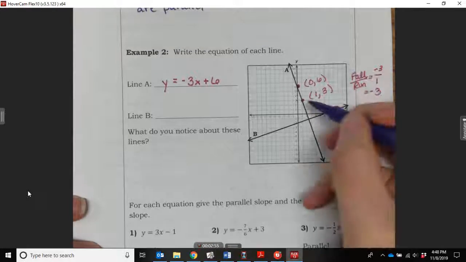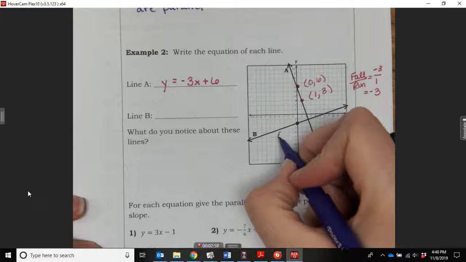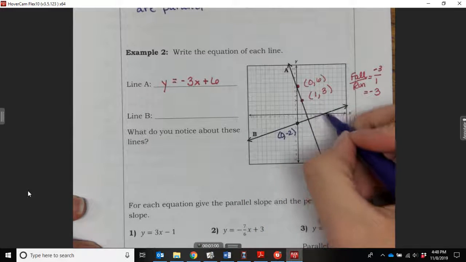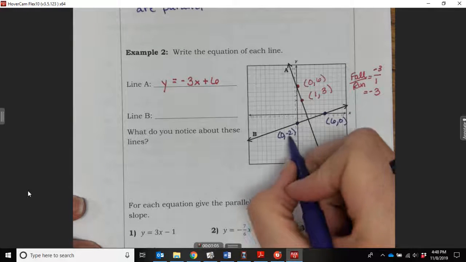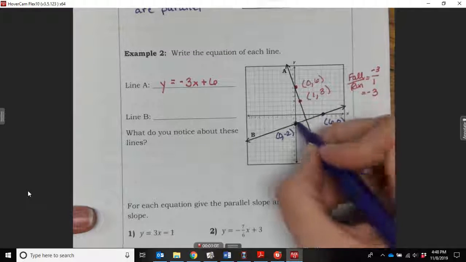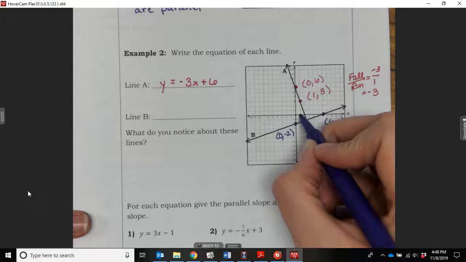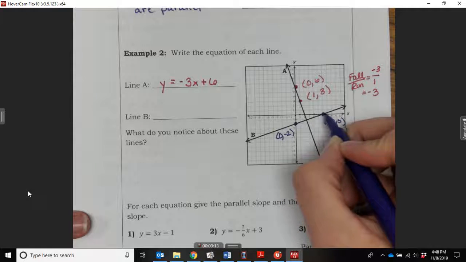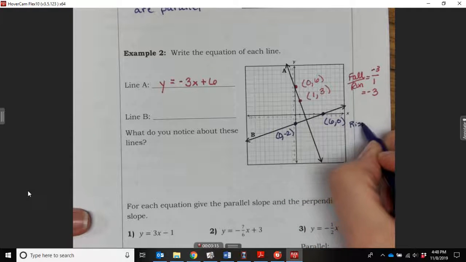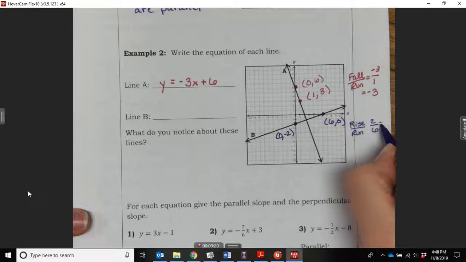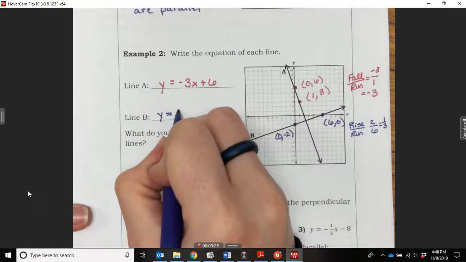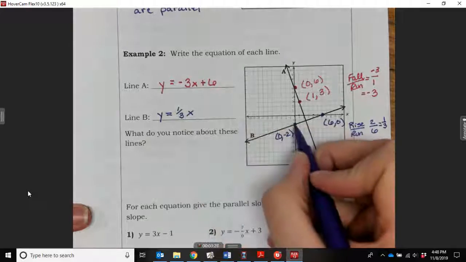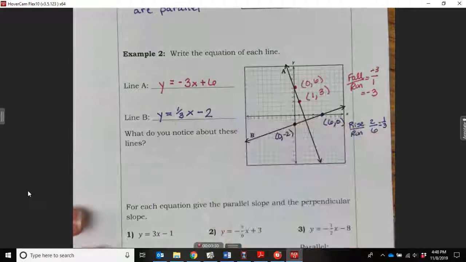And then line B, I have 0, negative 2. And I also have 6, 0, so that's the x-intercept. Here's my y-intercept. And if I count, I go up 2 and I go right 1, 2, 3, 4, 5, 6. So this time I rise 2 and I run 6, which simplifies to 1/3. So my slope here, or my equation, is y equals 1/3 x. My y-intercept is negative 2.